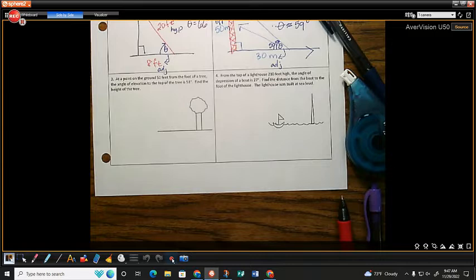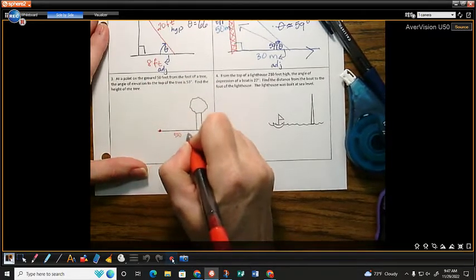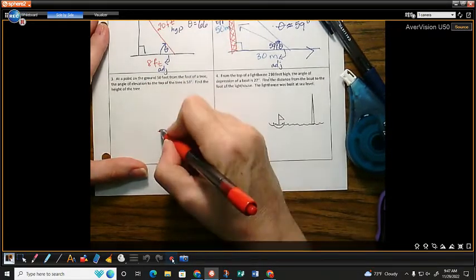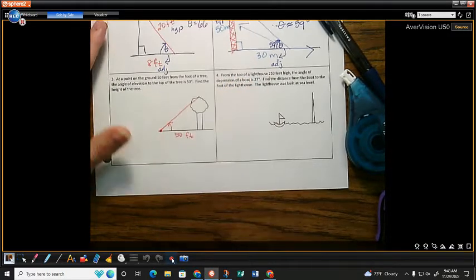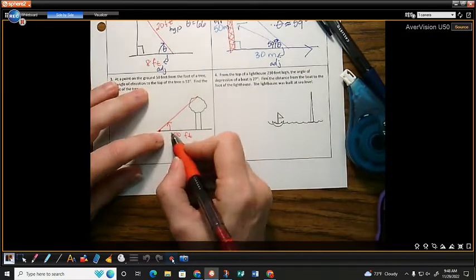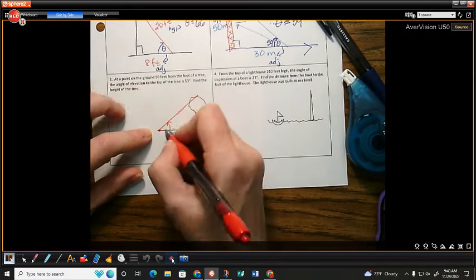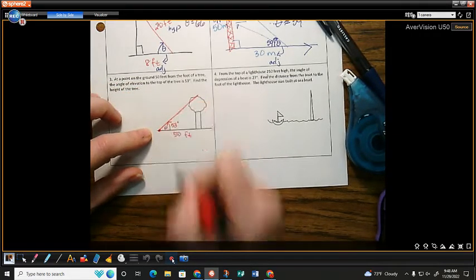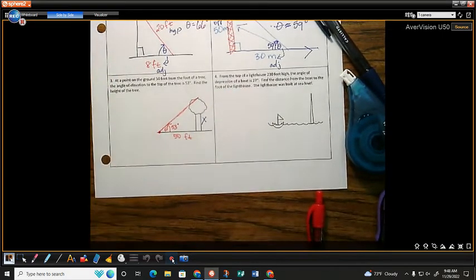Or else. Okay. And so we've got a point on the ground, 50 feet from the tree. The angle of elevation up to the top of the tree, from where? What's my horizontal? The ground. The ground up to the line that gets me to the top of the tree is going to be 53 degrees. That's my theta. And it wants to know how tall the tree is.